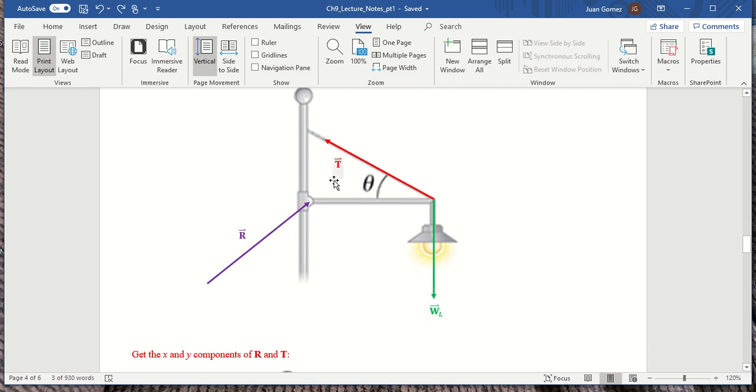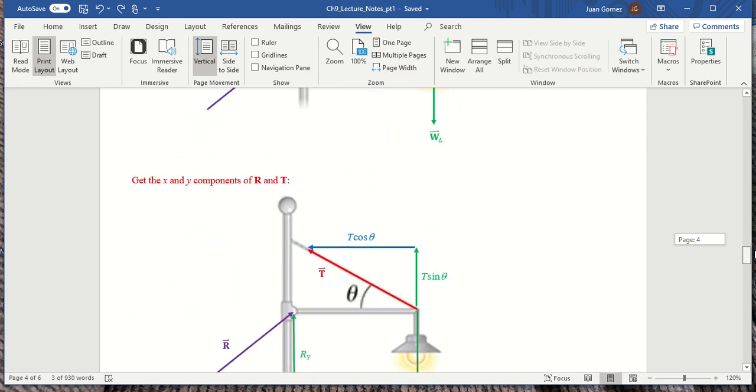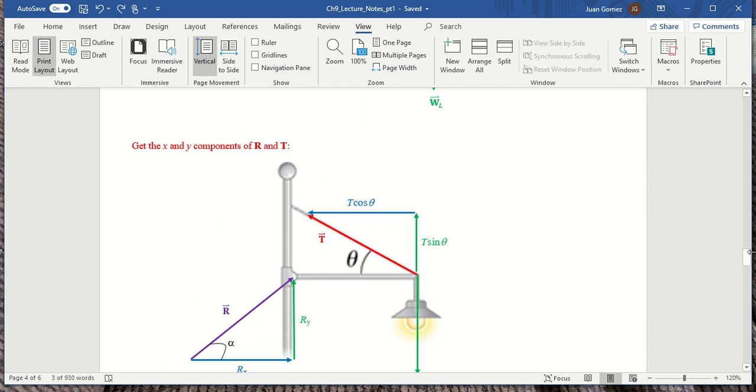Now T and R have X and Y components. WL, the weight of the light, is in the negative Y direction. So let's get the components of R and T in the next figure. Okay. I'll start with T. Here's the tension force. It makes an angle of theta, which we know is 30 degrees. Remember, that was given.